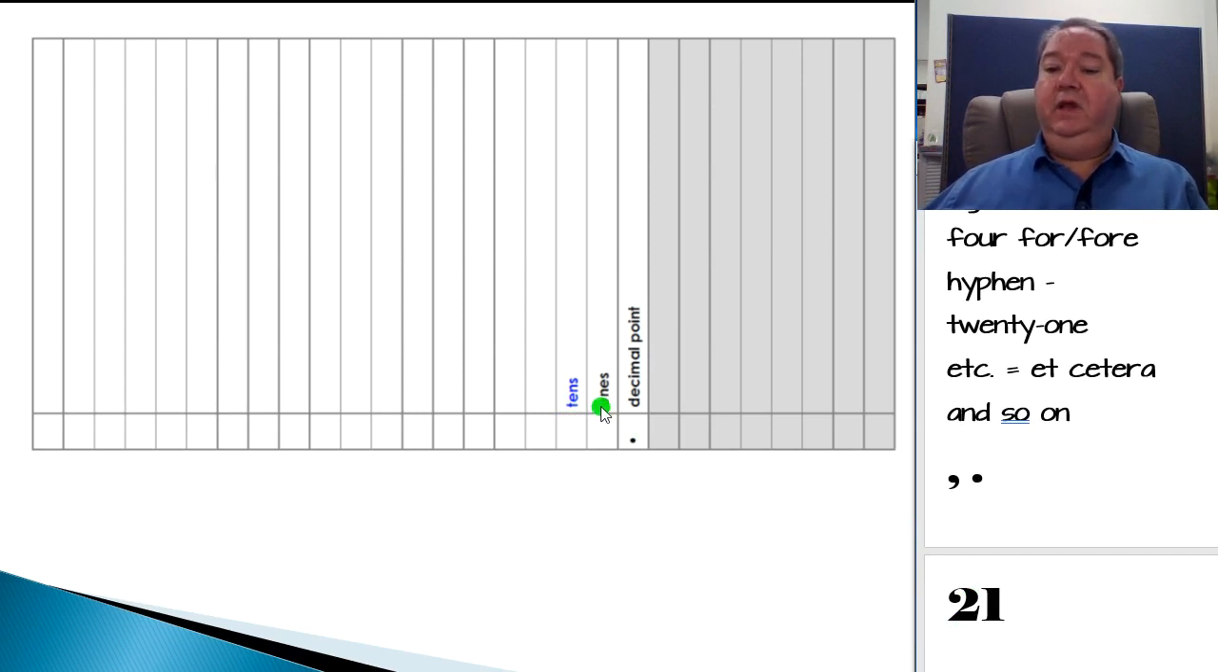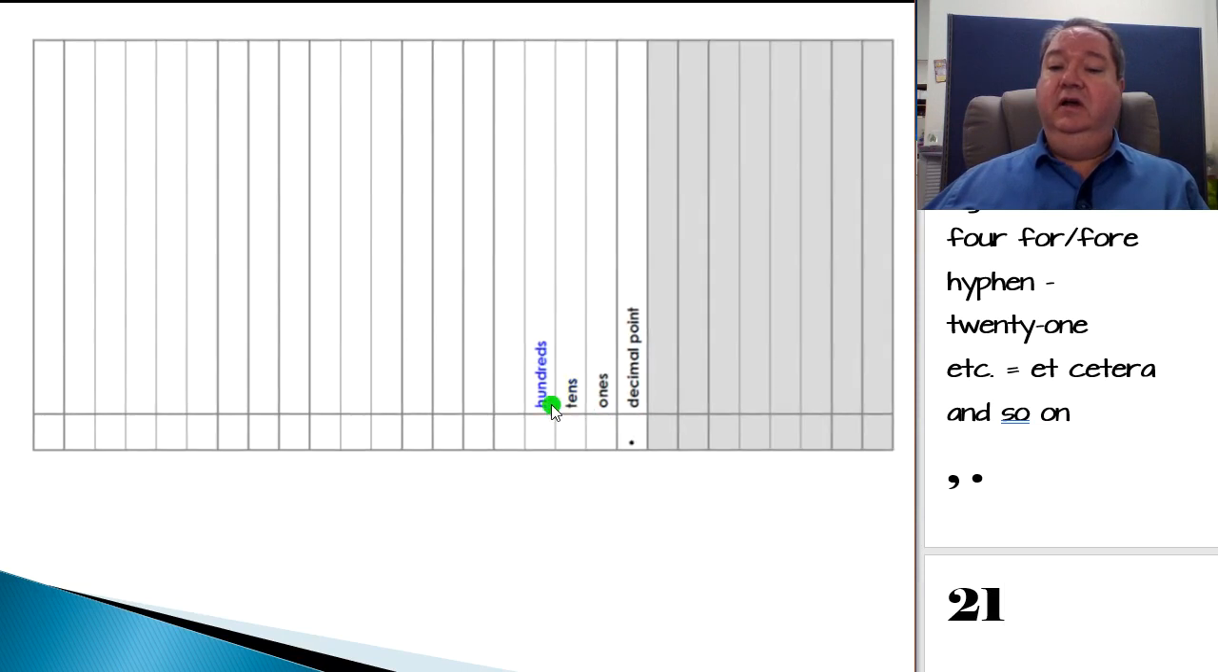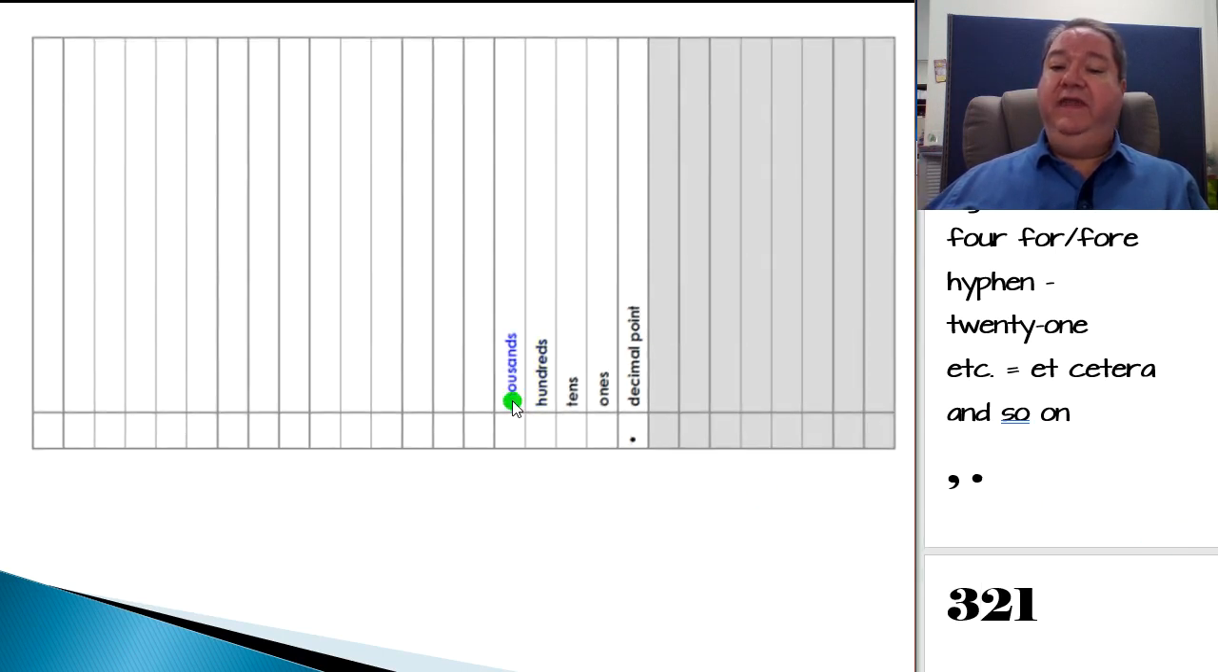Okay? The next position here is hundreds. Hundreds. So if you have 321, you have 3 hundreds, 2 tens, and 1 1. 321. The next position after hundreds is thousands. Thousands.